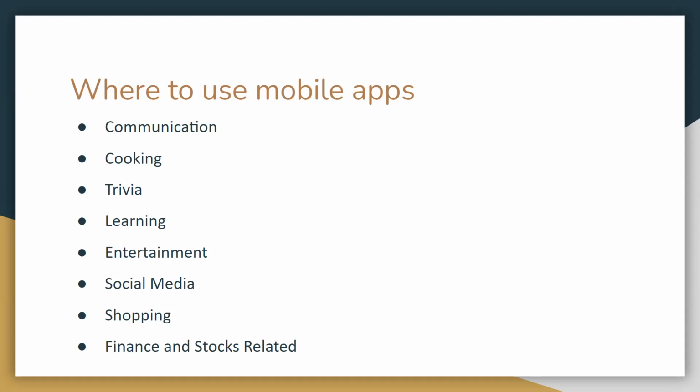Entertainment. In this case, it's obvious. We have Spotify, we have Netflix. These applications are used in entertainment. Social media is obvious. Shopping is also one great area for business as well. We have finance and stocks related. So if you're into stock exchange, forex trading, you know that it's easier nowadays because of mobile apps.